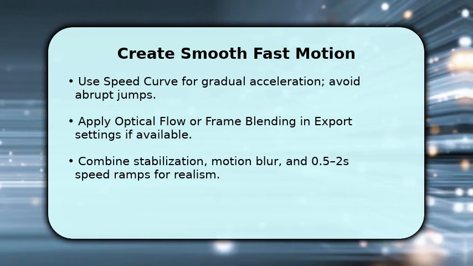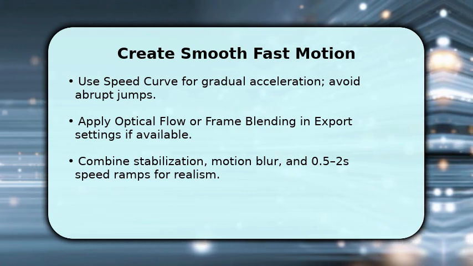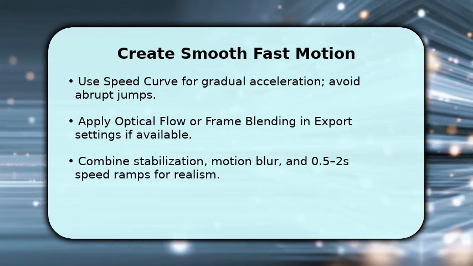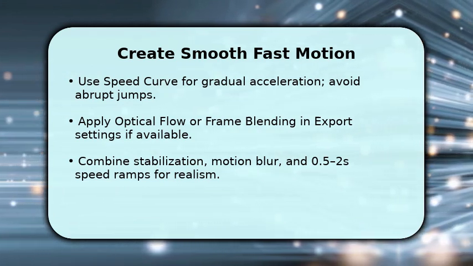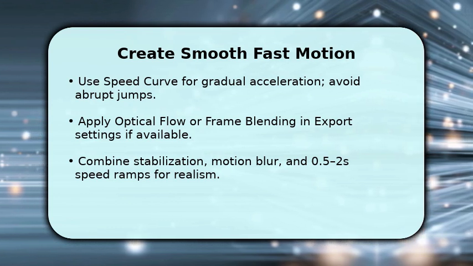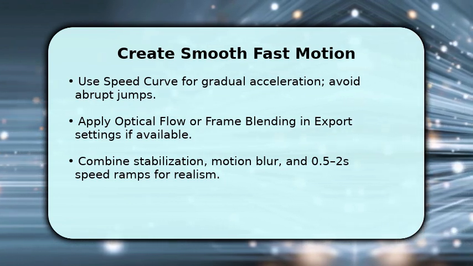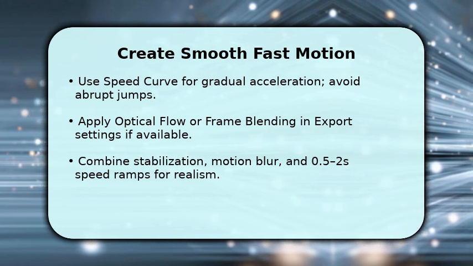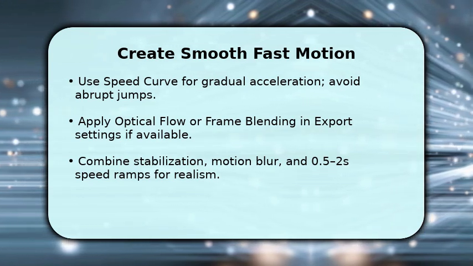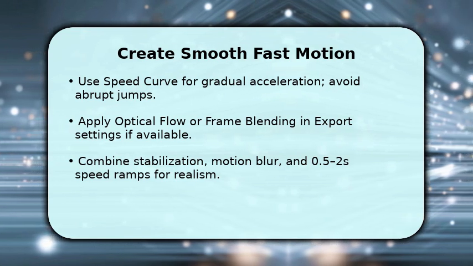While adjusting, toggle frame interpolation, choose optical flow for complex movement or frame blend for simple scenes, because interpolation fills missing frames for smoothness. Also add short speed ramps of 0.5 to 2 seconds at transitions to mask popping. Make sure to preview at full resolution.